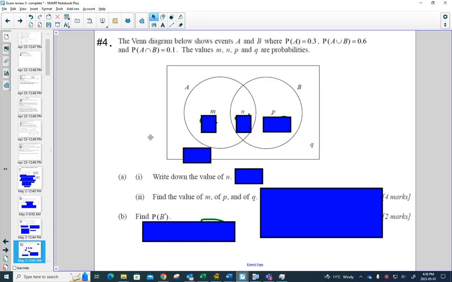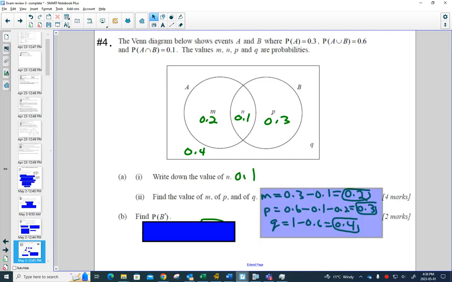Venn diagram. So if you know the probability of A is 0.3, that tells you all of the box of A. It doesn't allow you to put a value. Probability of A or B would be M and N and P, but probability of A and B lets you figure out N first. Once you've got that value of N, now you know this has to be 0.2. And since this adds up to 0.3, this has to be 0.3, leaving you with this one to be 0.4, because that's what's left. Now that we have this, we can write down the value of N.